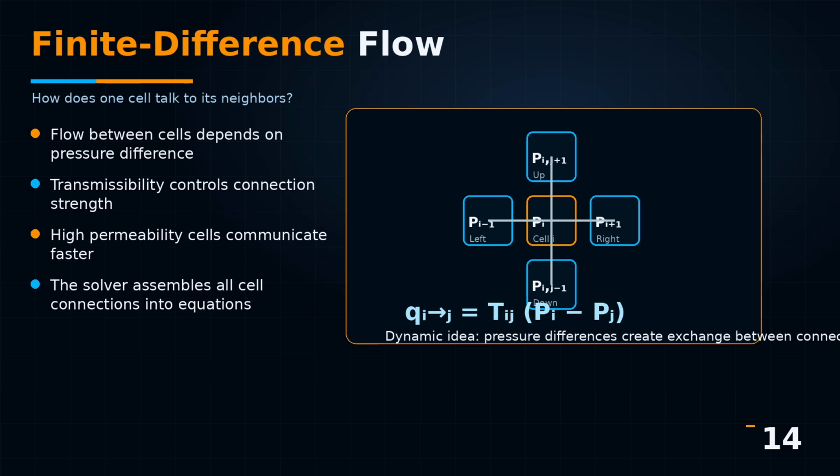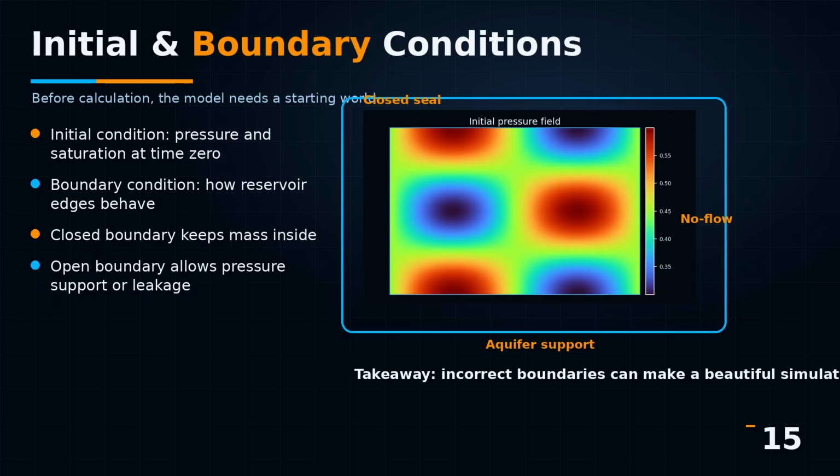Now that we understand finite difference flow, let us move to initial and boundary conditions. Every reservoir simulation needs initial and boundary conditions. Initial conditions describe the state of the reservoir at the beginning of the simulation. This includes initial pressure, initial saturation, temperature, fluid contacts, and sometimes stress state. If the initial conditions are wrong, the forecast can be wrong from the very first time step.